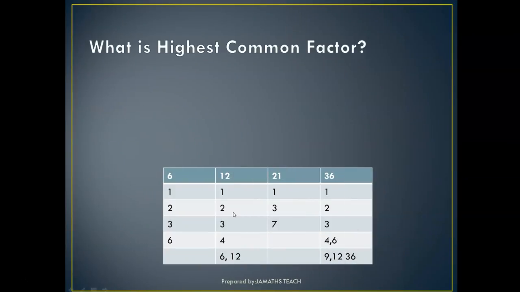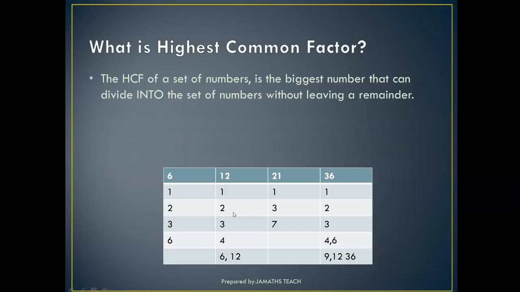Alright, so what is highest common factor? The highest common factor of a set of numbers is the biggest number that can divide into the set of numbers without leaving a remainder. In other words, it's the biggest number that the set of numbers are divisible by, right? So, for example, if I give you 6, 12, 21, 36, and I ask you what's the highest common factor, then I'm going to tell you that the highest common factor is 3.